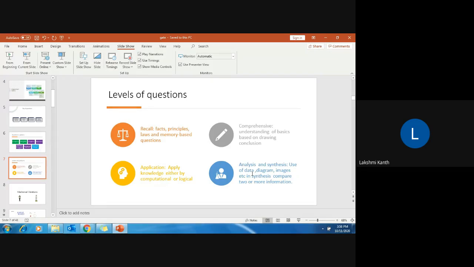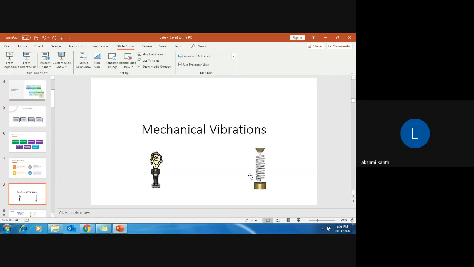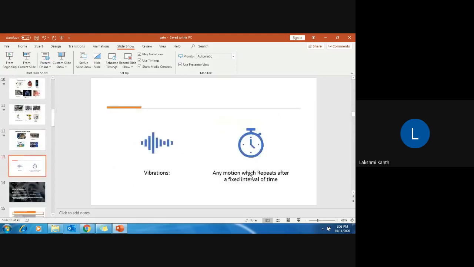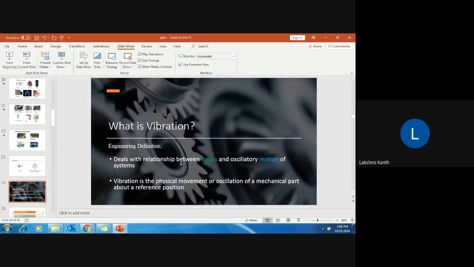These are the different levels of questions: recall based, comprehension based, application based, and analysis and synthesis based. And coming to mechanics and vibration, engineering mechanics sometimes focuses on recall type questions, but in the past, very few times. Most of the time, they try to mingle this subject with other subjects.